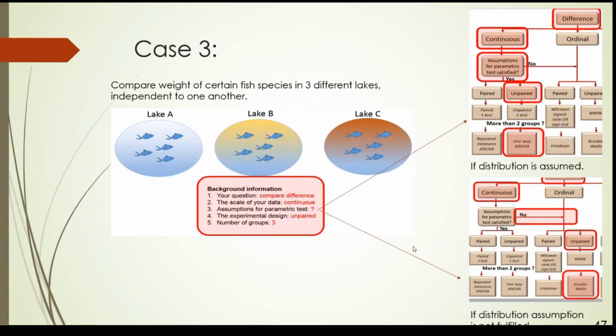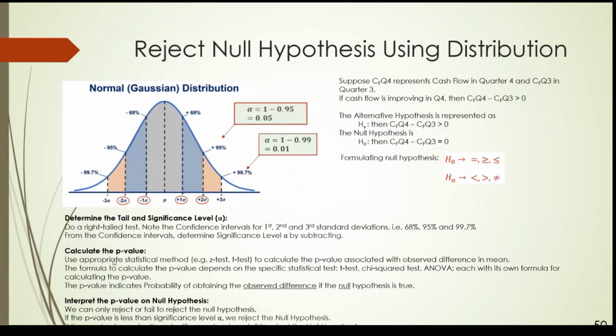Once you get the p-value, you compare the p-value against the significance level. If you want to have 99.7% of confidence, we compare the p-value against 0.01. If you want to have 95% of confidence, we compare the p-value against 0.05. Now, if the p-value is less, we can reject.